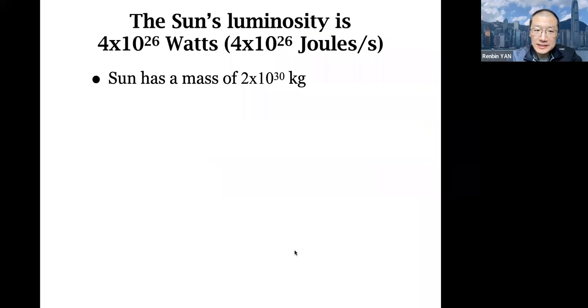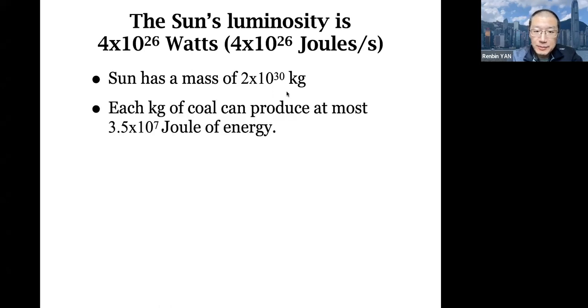We know the luminosity is 4 times 10 to the 26 watts, and that is 4 times 10 to the 26 joules per second. We know the sun has a mass of 2 times 10 to the 30 kilograms. I'm going to go through the math for you so that you can see how the argument is made. So suppose the sun is made of coal, and each kilogram of coal can produce at most 3.5 times 10 to the 7 joules of energy, about 35 million joules. So that's a kilogram of coal. It's a lot of energy, yeah.